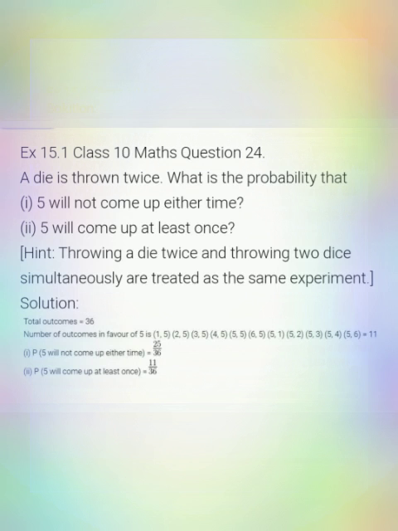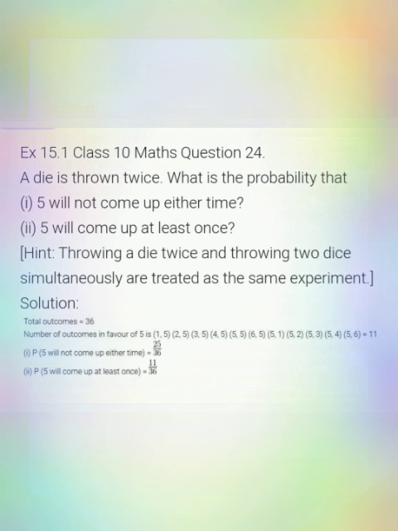Now what is the first question? 5 will not come up either time. That means 5 should not take place in the outcomes. For that, we have to find out in which outcomes 5 is there. That means the second part of the question we have to find first. The second part is: 5 will come up at least once. Here the term at least has a very significant meaning. At least means that number and more. At least once means 5 can be there one time or even more than that, even 2 times also.